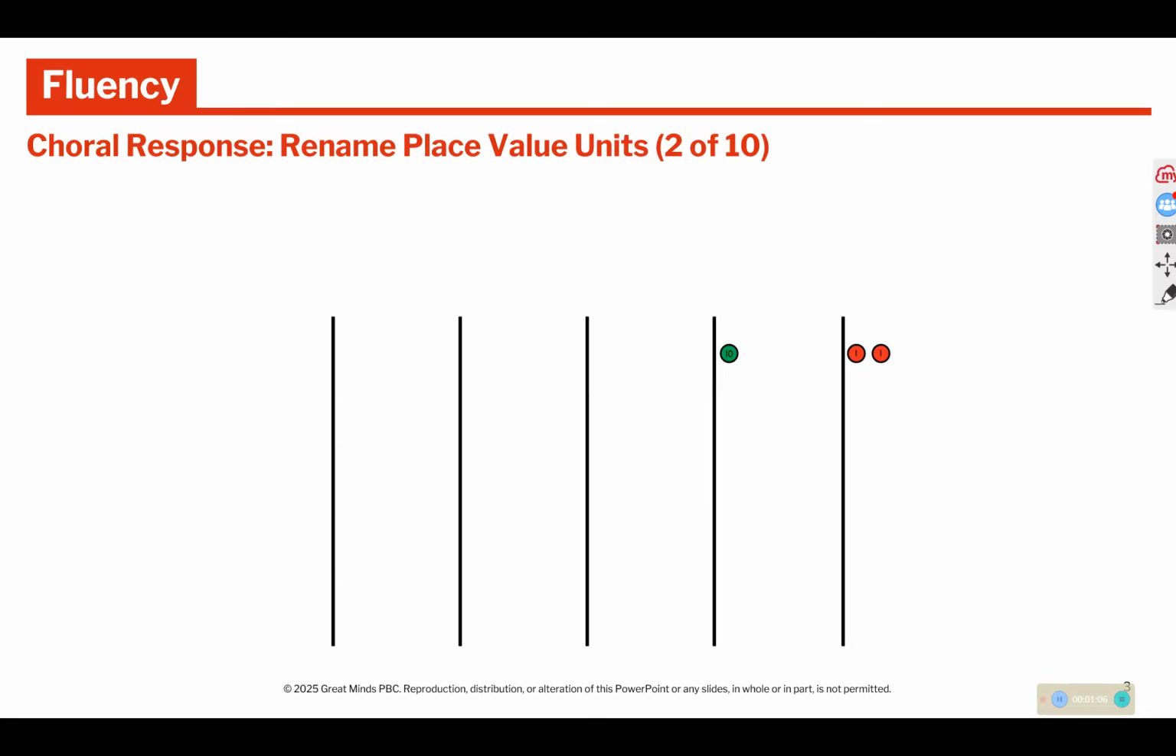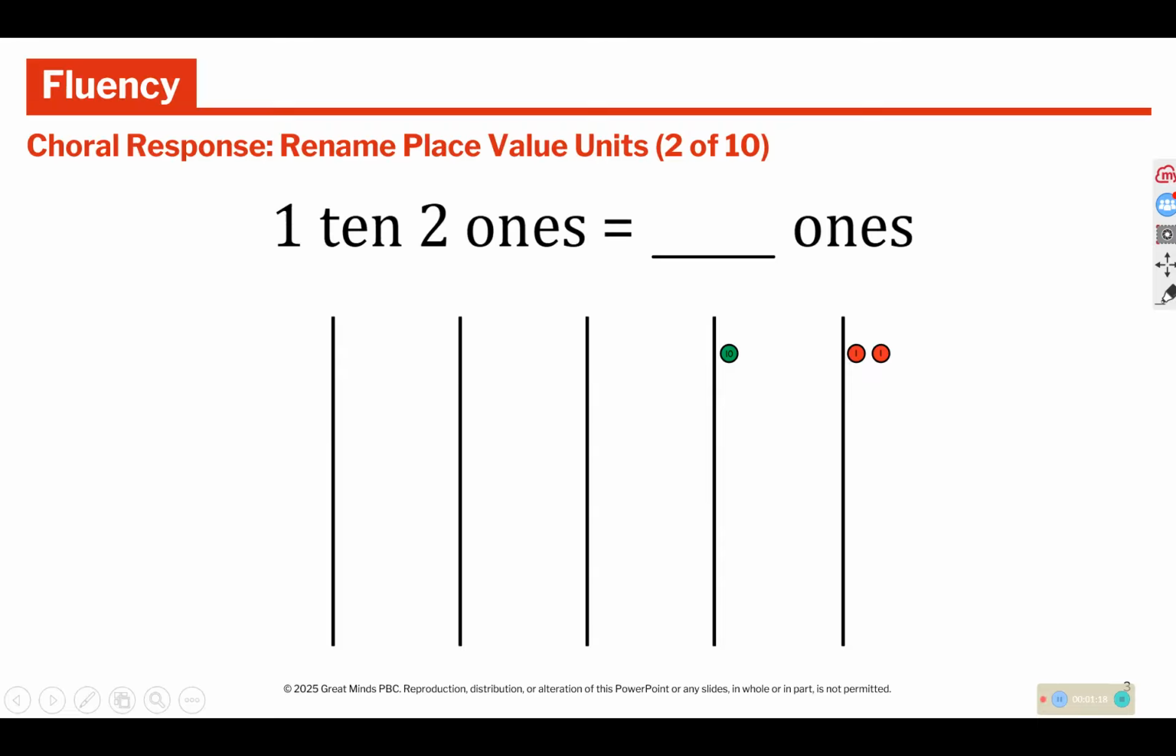Here is the next problem. What value is represented? This is 1 ten and 2 ones. What would go in the blank? Provide your answer on the count of 3. 1, 2, 3. 12 ones. We can unbundle the 10 to create 10 ones, mixed with those 2 makes 12 ones.